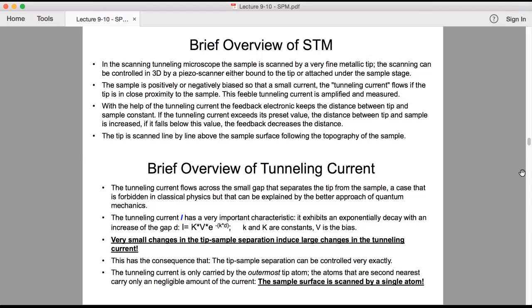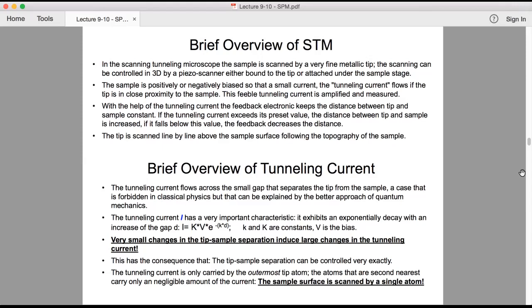So, a brief overview of the tunneling current. The tunneling current flows across that small gap between the tip and the sample, a case that is forbidden in classical physics, but can be explained by the better approach of quantum mechanics, which allows tunneling current. You can't explain it in classical mechanics. You need quantum mechanics to do that.